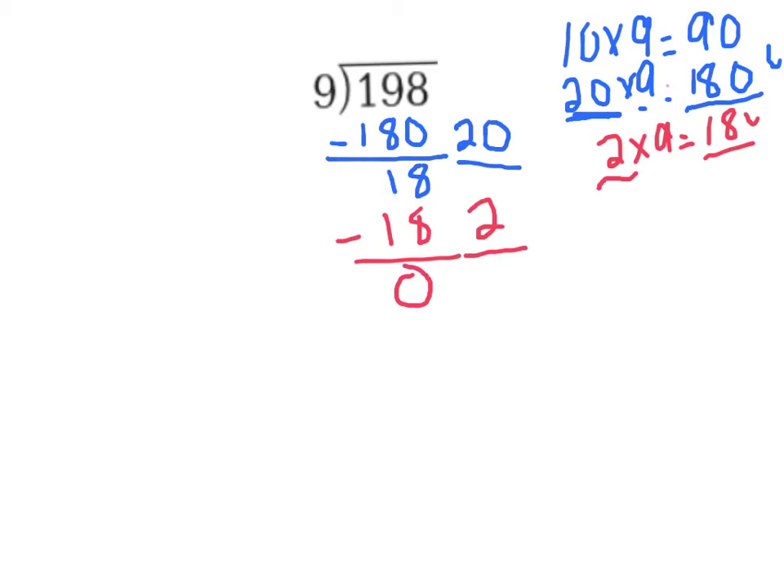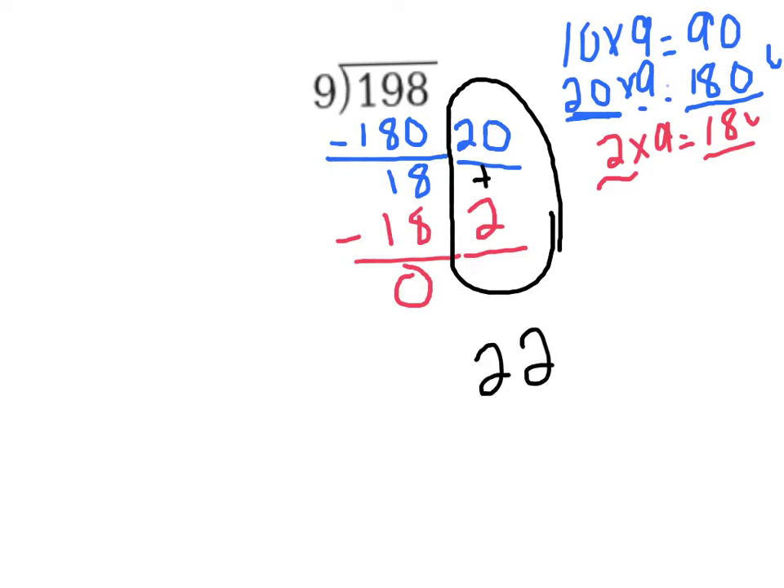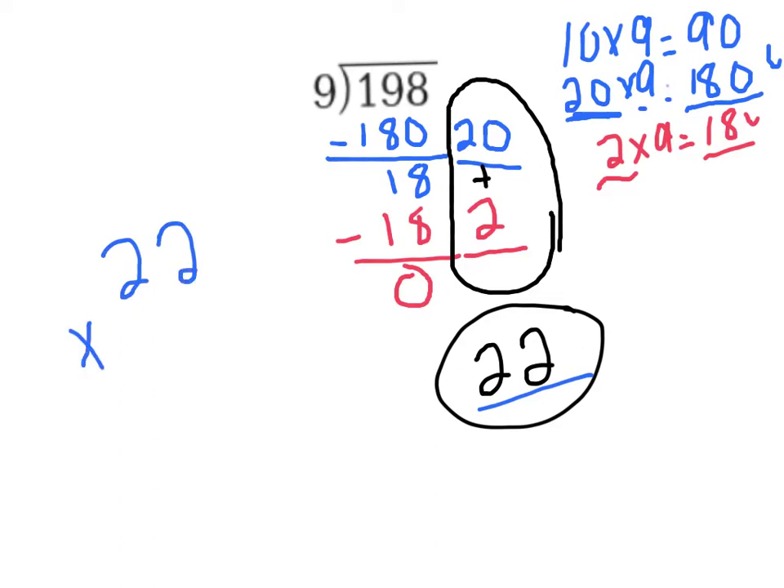So now I need to come and see how many groups or how many partial quotients do I have, and I need to add them together. Well, I have 20 plus 2 is 22. And that's my answer. Can I check this answer? Yes, I can. I'm going to take my 22 and I'm going to multiply that by my divisor, my 9, and my answer should be 198 when I finish.